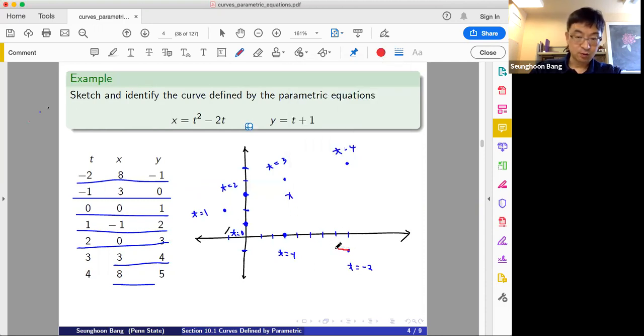So my graph is like this, curve, and like this, and like this. What about the direction? As t is increasing, we have this kind of direction.